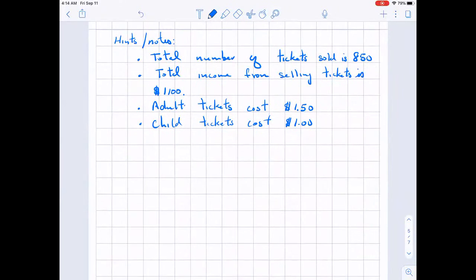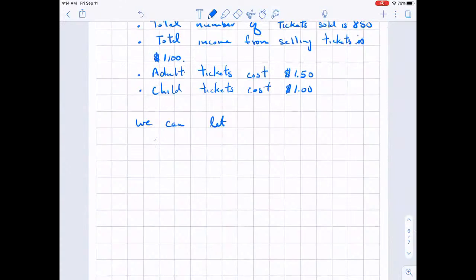So what we can do now is assign letters. We can let A represent adult tickets, and let C represent the number of child tickets.